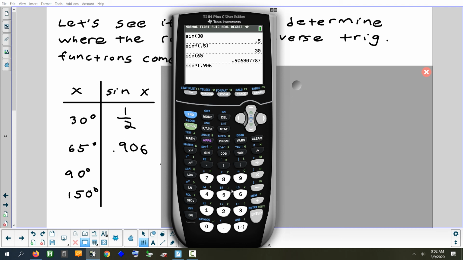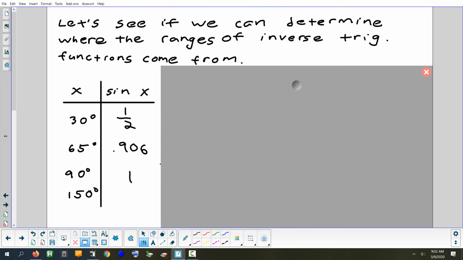65. How come it might not be exactly 65? Because you don't have all the exact decimal, 0.906307778. Yeah, this decimal just goes on and keeps going. So I get back basically 65. Okay, but it's rounded. Right. If I take the sine of 90, that gives me 1. So if I were to type in inverse sine of 1, I get 90. So far, so good. Okay, any questions so far? So if you take the sine of what's on the left, you get what's on the right. If you take the inverse sine of what's on the right, you get what's on the left.